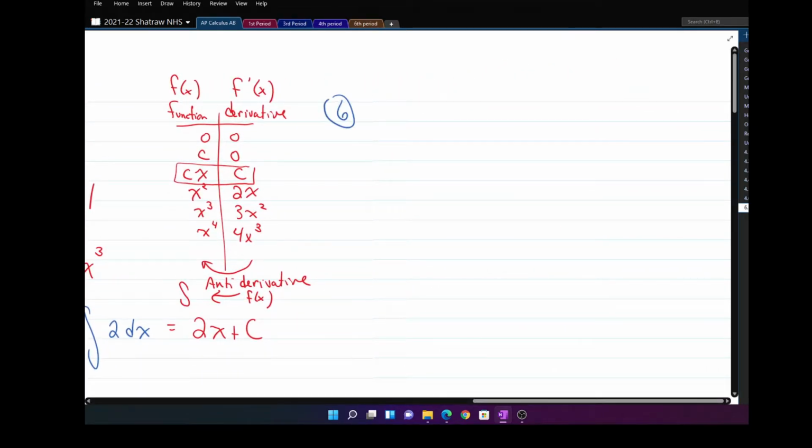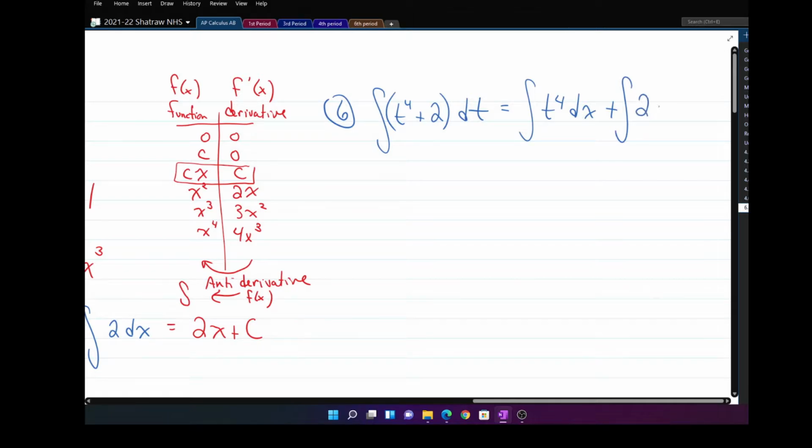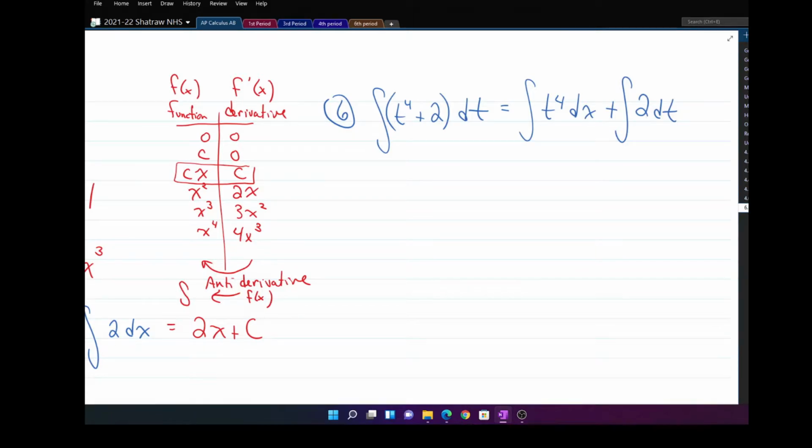And so here's my number 6, and I have the integral of t to the 4th plus 2, and there's a parentheses here and a dt. And you're like, ooh, what does all that mean? Well, technically it means do the integral of t to the 4th and do the integral of 2 dt. Oops, did you see something I did wrong here?